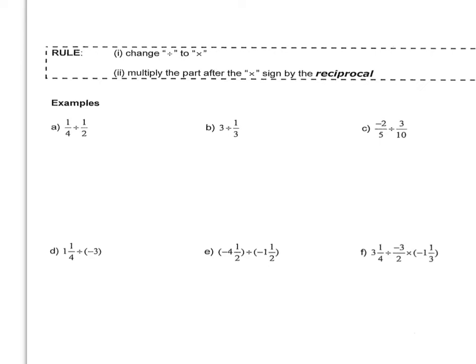Okay, so now that we've learned about reciprocals, we can do our division of rational numbers. With dividing rational numbers, we're not actually going to do the division part, dividing itself. We're going to take the reciprocal and multiply. So, rule number 1, change division to multiplication. Then we multiply the part after the multiplication sign by the reciprocal. And then we do multiplication just like we did before.